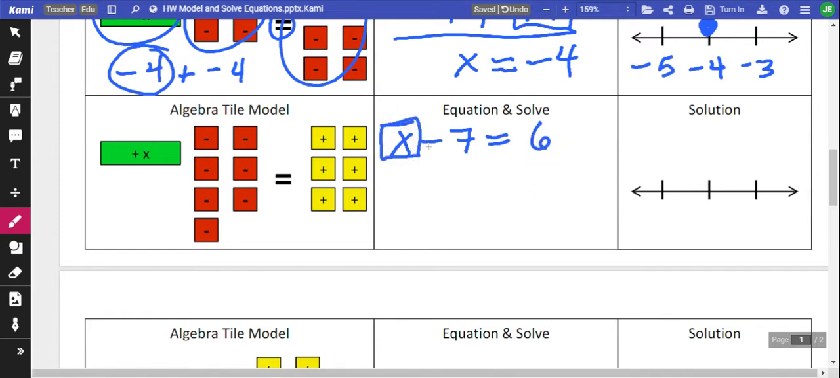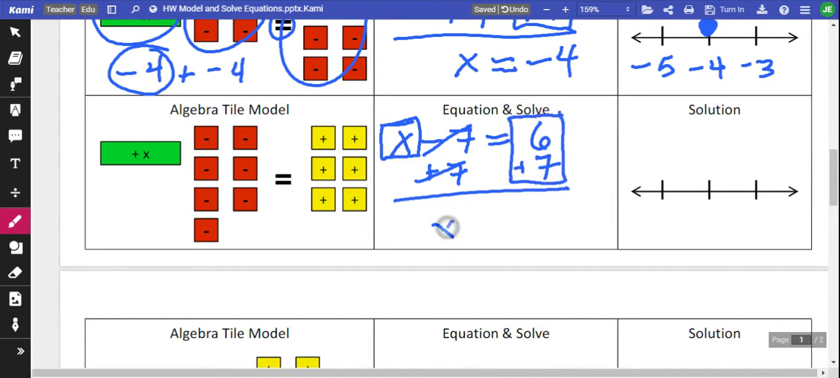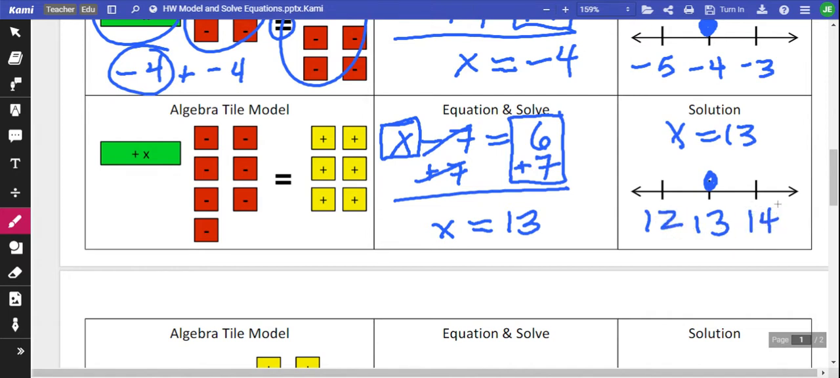Here's our variable, and we're going to do the opposite to help us solve. So negative 7, positive 7, that'll cancel on the left side, but what you do to one side, we're going to do to the other to keep it balanced. And so now x is equal to 6 plus 7, which is 13. So x equals 13. Solid circle, and we can just put 13 here, 12, 13, 14 as a quick number line.